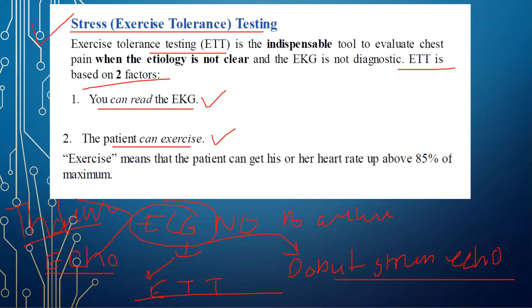I haven't understood your question, Dr. Victoria. What about a pregnant woman with pregnancy superimposed hypertension? What is your question about? For pregnant women, it's better not to do exercise stress. We'll go for the echocardiogram.